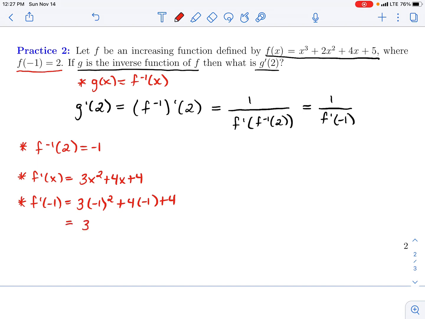So this is equal to 3 minus 4 plus 4, which is equal to negative 1. No, it's not. Negative 1 plus 4, which is 3. Okay, so now going back up, this is just equal to 1/3. And so this is our final answer here.